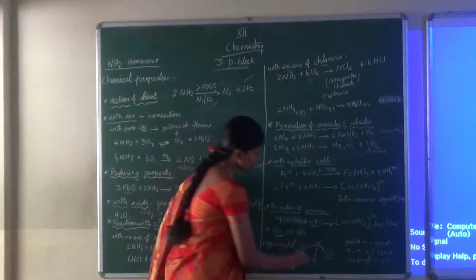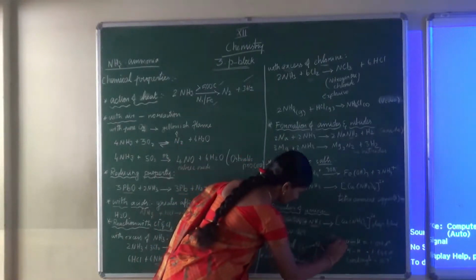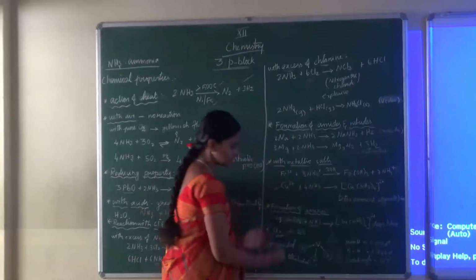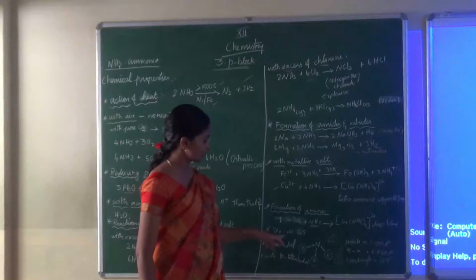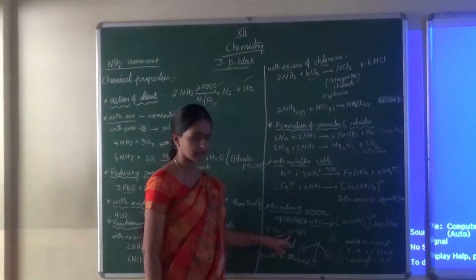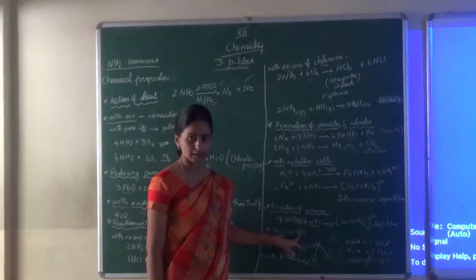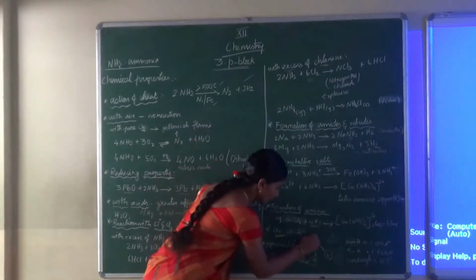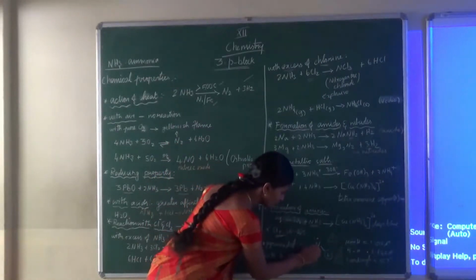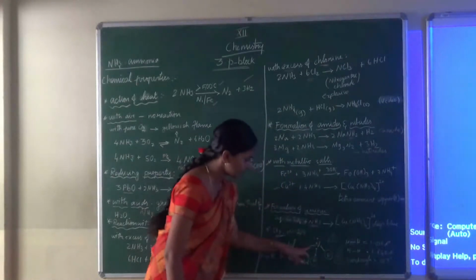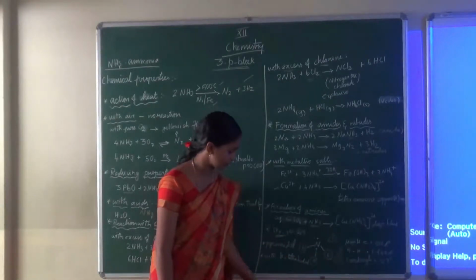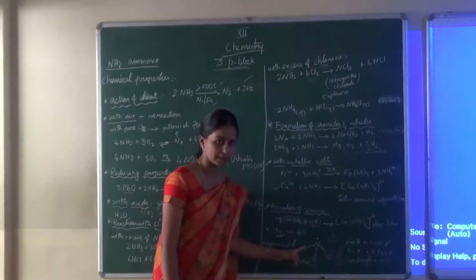The shapes: pyramidal shape, tetrahedral shape, the back side bond. Here you can remember the nitrogen atomic number is 7, so the electron configuration is 2, 5. Here 5 electrons are present. 3 electrons are involved in bond formation with the hydrogen. 2 electrons are present as a lone pair of electrons. The 3 hydrogens donate 1 electron each and form bonds.